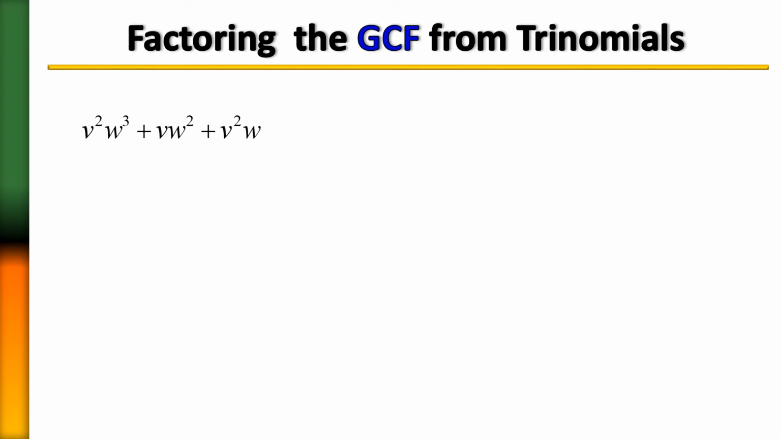Recall, for the variables, you want to find the least power among all the V's. So that would be 1V, because notice that the second term only had 1V versus the others had 2. So 1V would be part of the GCF for the V's. Now let's focus on our W. We want to see out of all three terms which one has the smallest or least power, and that also is 1W, because on that last term it just has a power of 1.